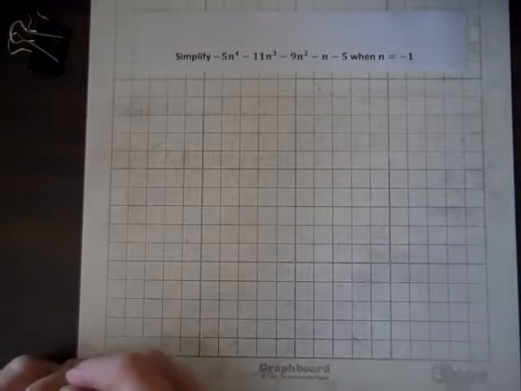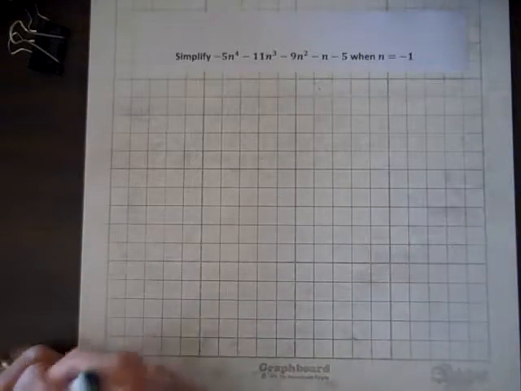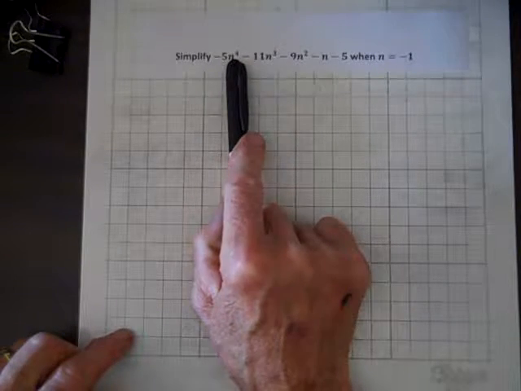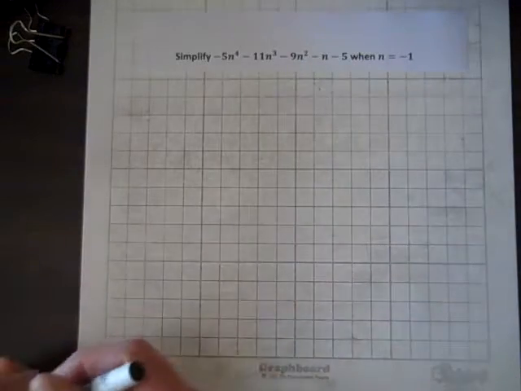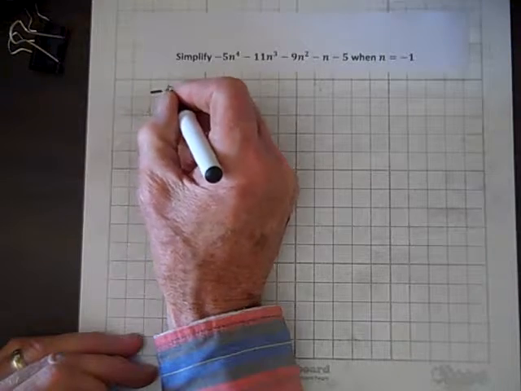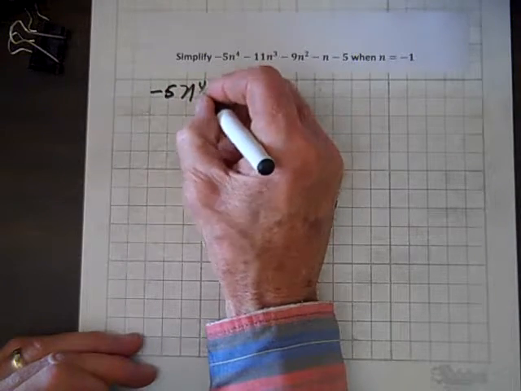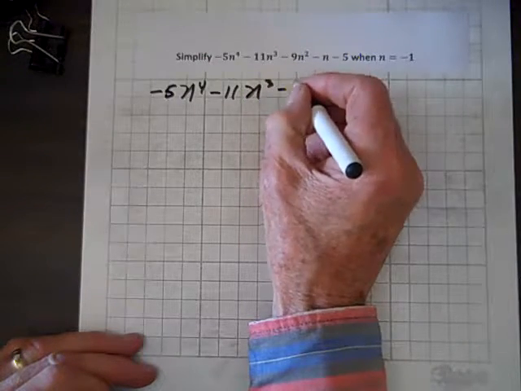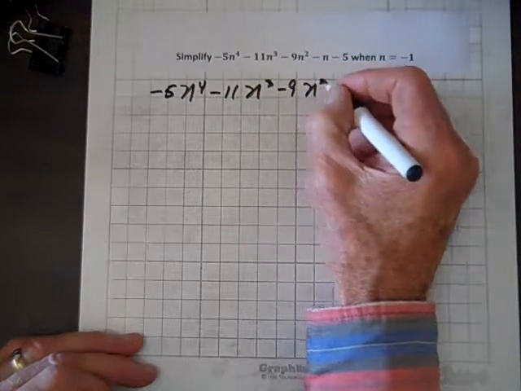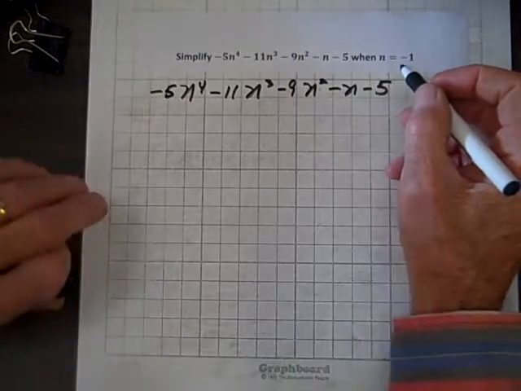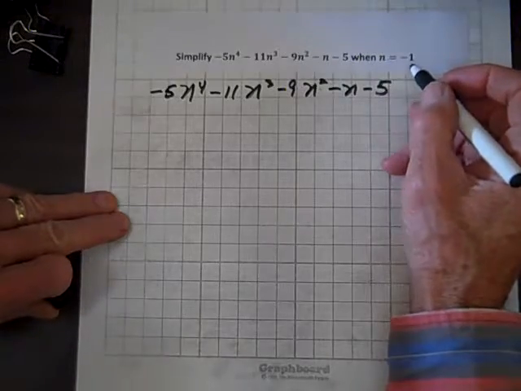Well, now we're going to simplify a polynomial. By the way, a polynomial is any expression whereby the exponents on the variables are whole numbers. So now we have negative 5 n to the fourth minus 11 n cubed minus 9 n squared minus n minus 5. And we're going to evaluate this thing for n equals negative 1.